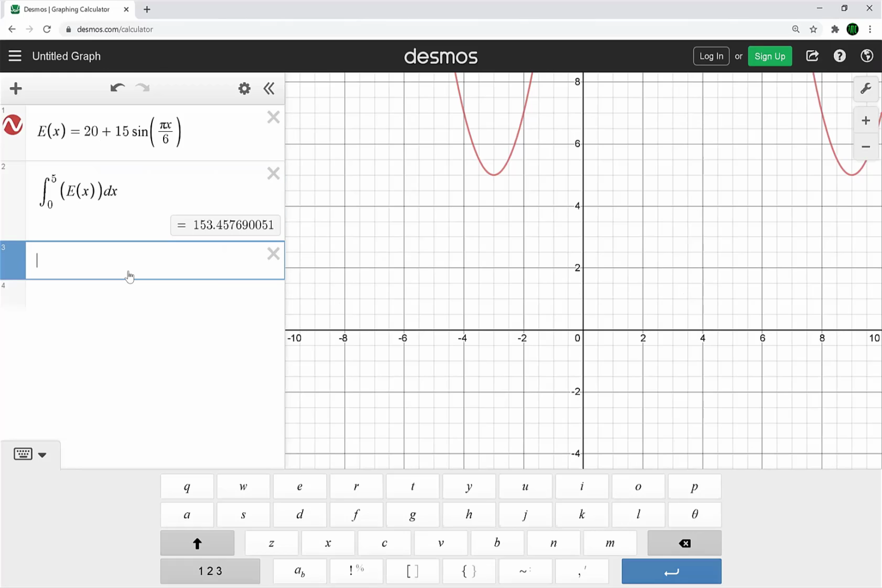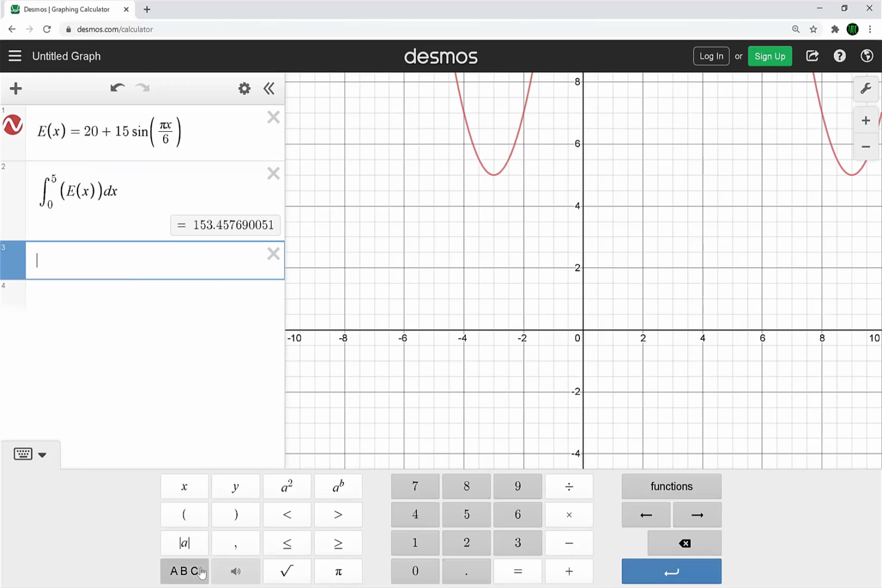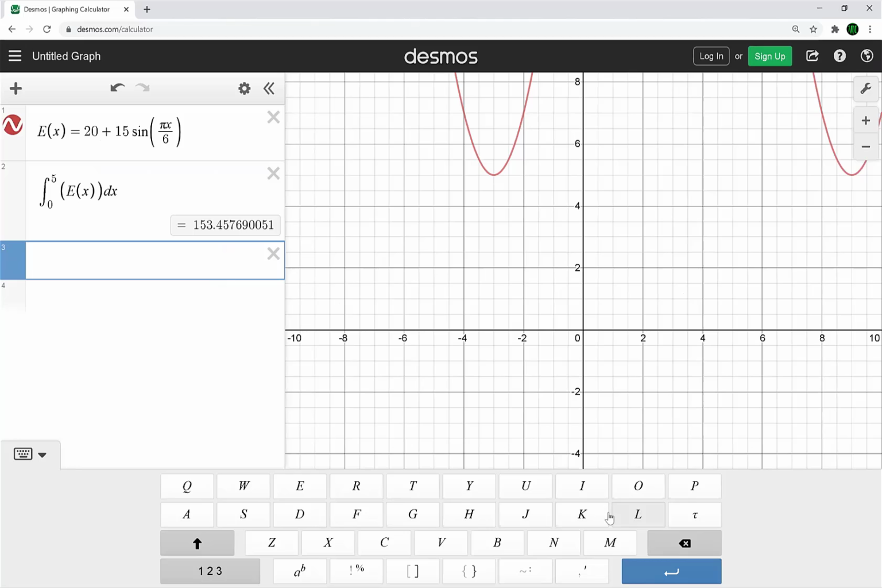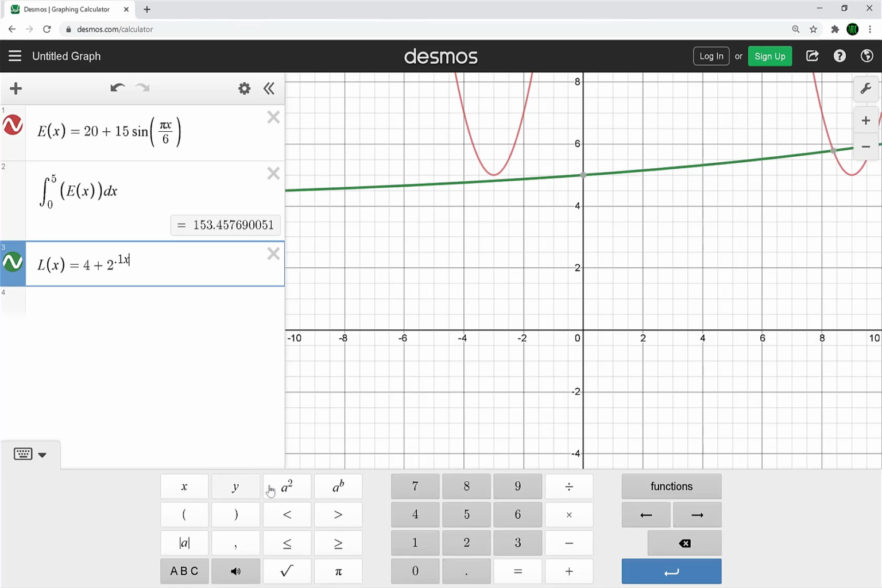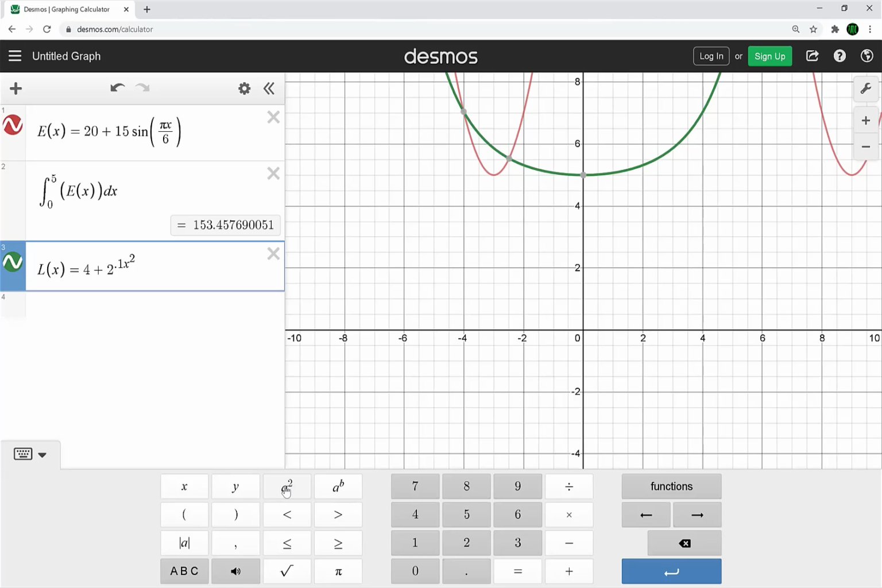And I'm going to go ahead and type L of T down here. So I'm going to go back, capital letter L, and I'm going to use X, and I'm going to say equals. And your L of T was 4 plus 2 raised to the power 0.1 x squared. There it is. The graph is pretty cool. We're going to talk about the graph in a little bit. Don't worry. And then from there, I'm just going to go ahead and start calculating.